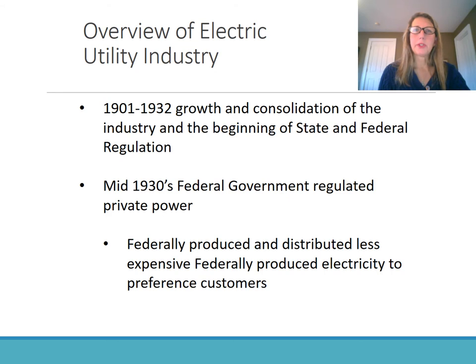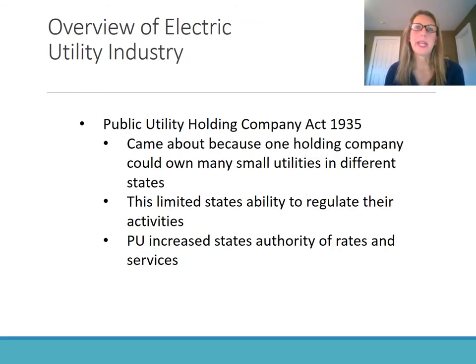So initially, many small generating stations transmitting energy just a few blocks with different owners, then consolidation, mergers and acquisitions. Then in the mid-1930s, the federal government began to regulate private power. So they were owners of mostly hydro, low-cost power, which was sent to preferential customers. So mergers and acquisitions continued. And what happened was electric utilities were owning different utilities across state lines. It became very difficult to regulate them.